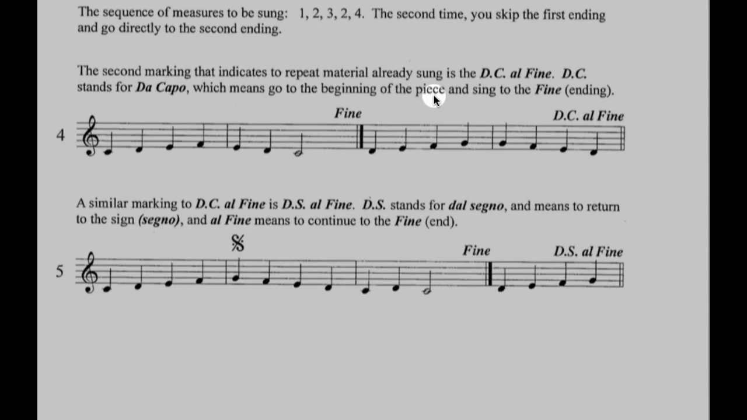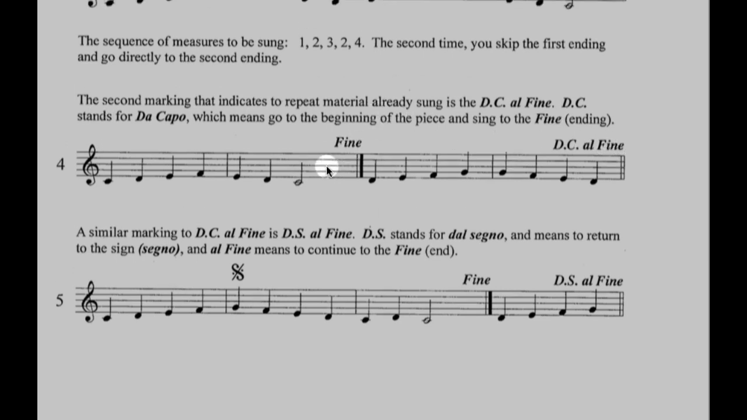All right, for this, it's telling you how to sing something with a DC al fine. In Italian, it's fine. So the second marking that indicates to repeat stuff already sung is the DC al fine. DC stands for da capo, which means go to the beginning or the head of the piece. Do, re, mi, fa, do, re, mi, fa, so, fa, mi, re, do, re, mi, fa, mi, re, do. Fine means end.